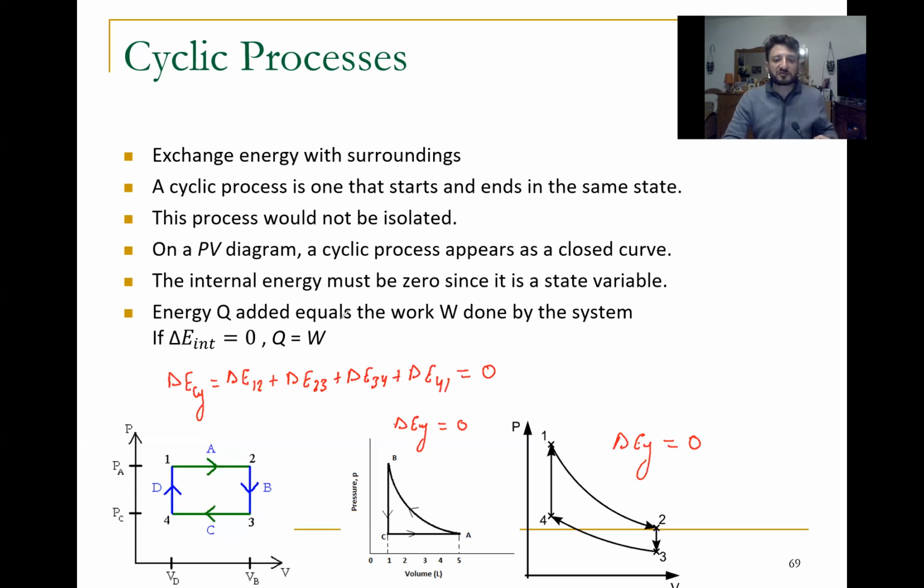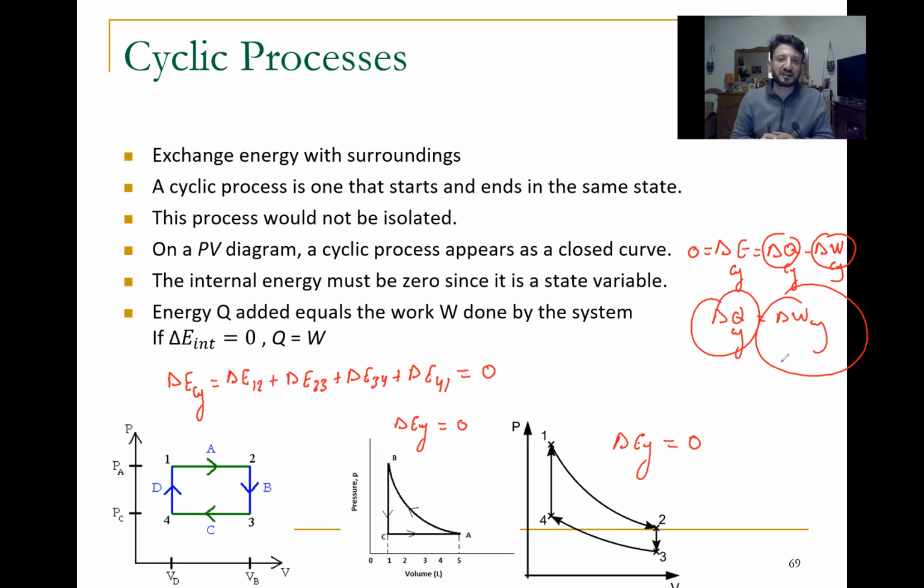Energy Q added equals the work omega done by the system. You know, we have delta E equals delta Q minus d omega, of the cycle. We can apply this relation for one cycle, and you can also apply it for one process between 1 and 2, or for one cycle. As delta E of the cycle equals 0, in this case, delta Q equals delta omega. Okay, so delta Q of the cycle equals d omega of the cycle. Okay, you have to know this relation in the case of a cycle.